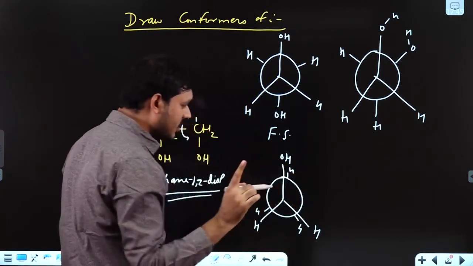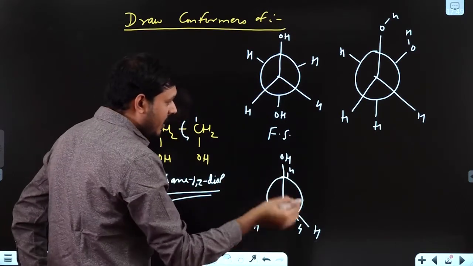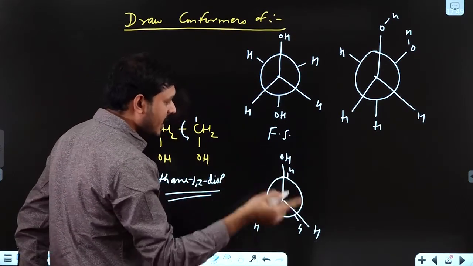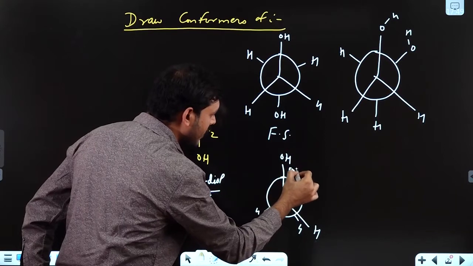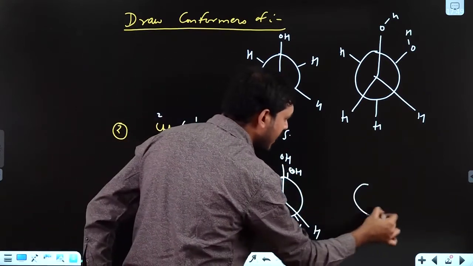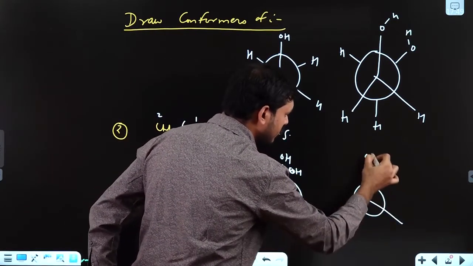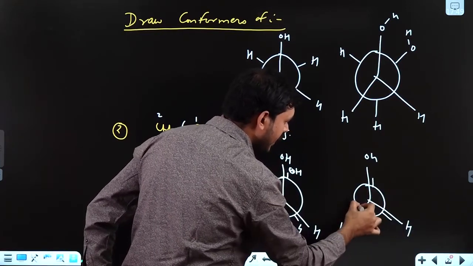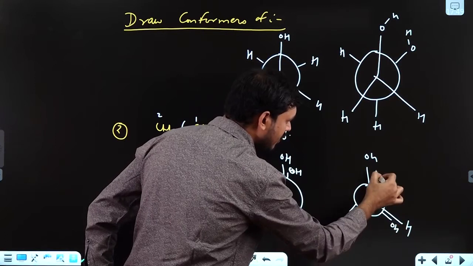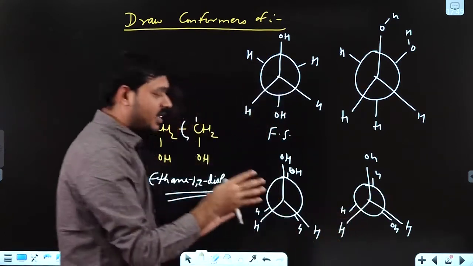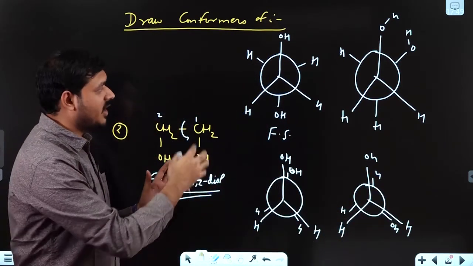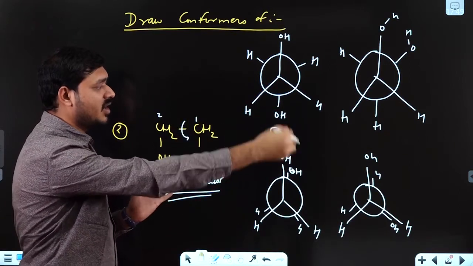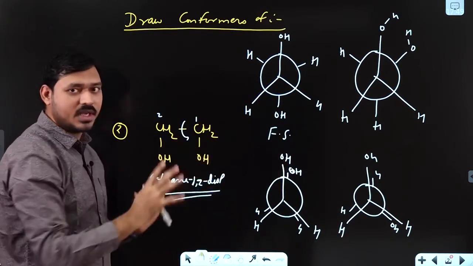So there are two cases of eclipse. In one case you will have fully eclipsed, in that case you can have this OH, and in another case, in case of partial eclipsed, this will be your OH. Okay, I am directly drawing. I am not explaining in terms of rotating 60 degree and then again rotating 60 degree. I am just drawing all the four cases here, right?